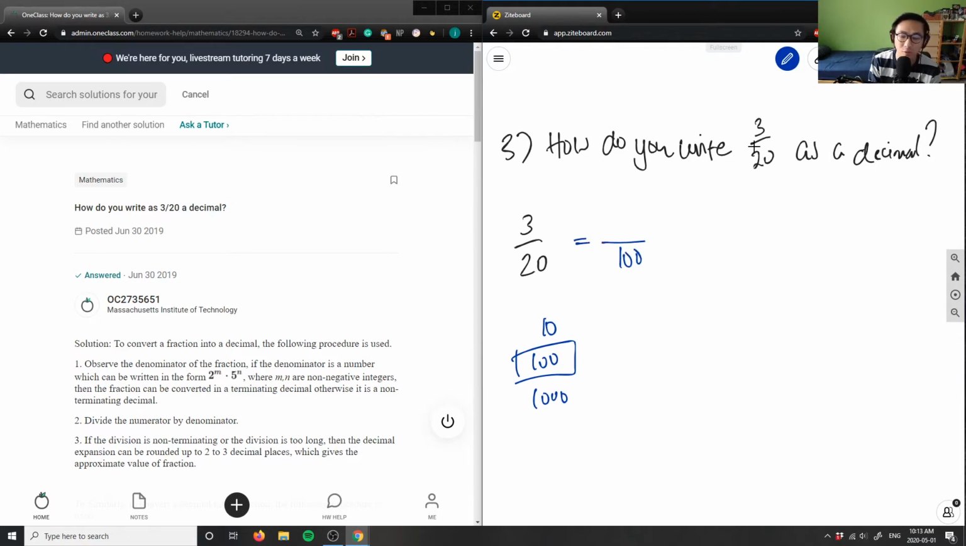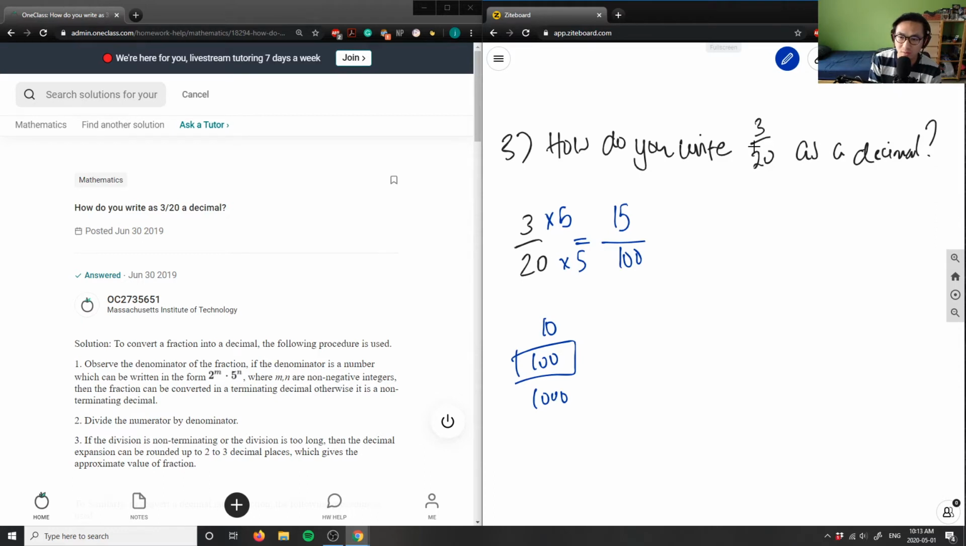So 20 times what would give me 100? 20 times 5 would give me 100, which means I have to multiply 5 on the top side too. So 3 times 5 is 15. So 15 over 100 is my equivalent fraction. And changing this into a decimal is very, very easy.